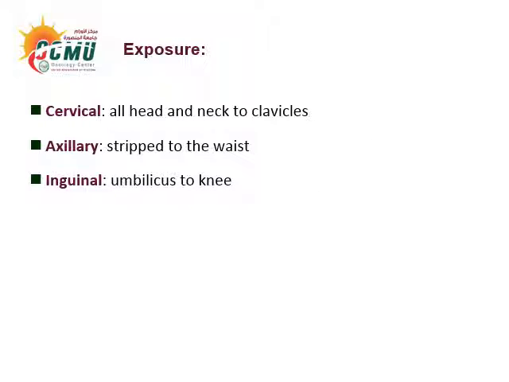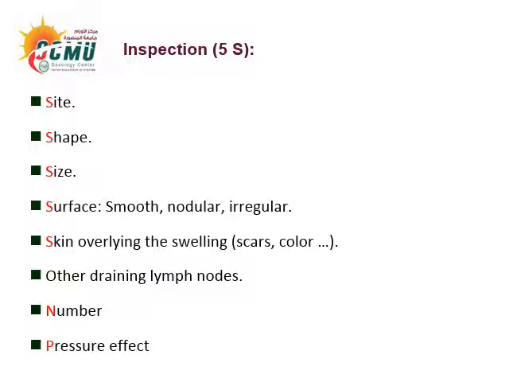When you examine a patient with cervical lymph node, you should expose all the head and the neck up to the clavicle of the patient. If the patient has axillary lymph node, the patient should be stripped to the waist. If the patient has inguinal lymph node, umbilicus to the knee should be exposed. So we will start local examination of the lymph node by inspection. Remember 5S: site, or location, shape, size, surface, skin overlying, number, and pressure effect.